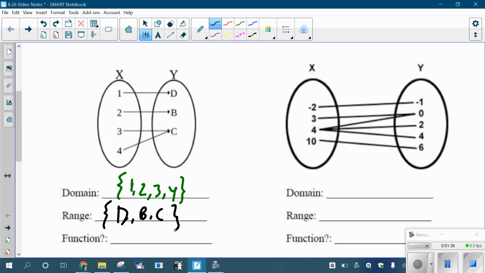Is this a function? Yes. No input, no x goes to two different y's.